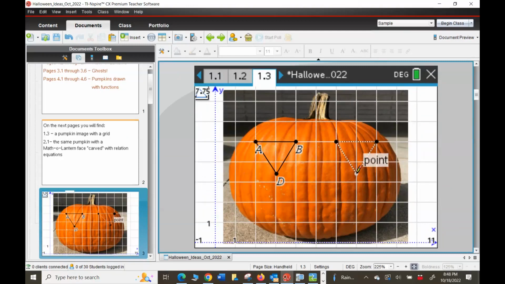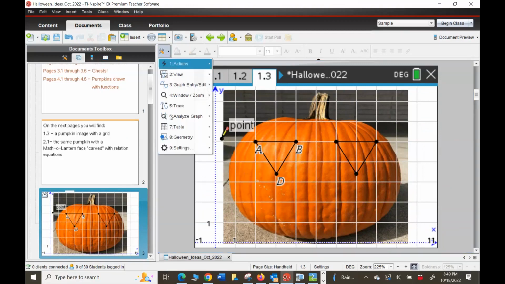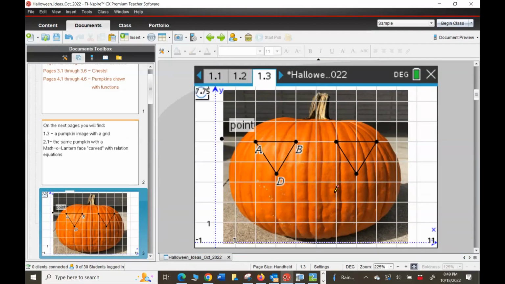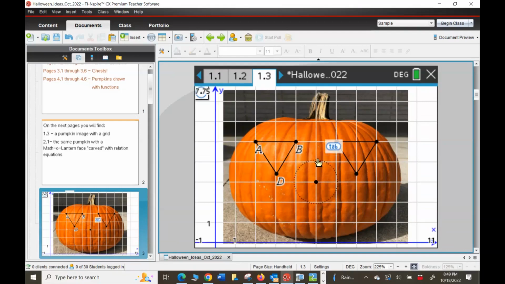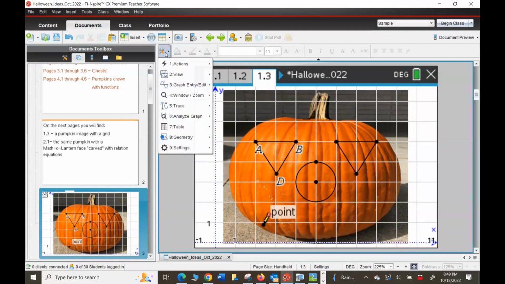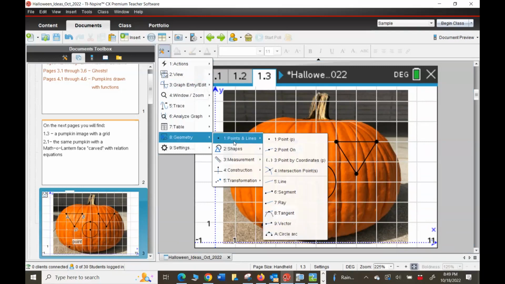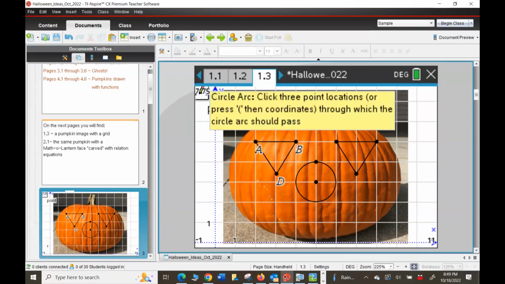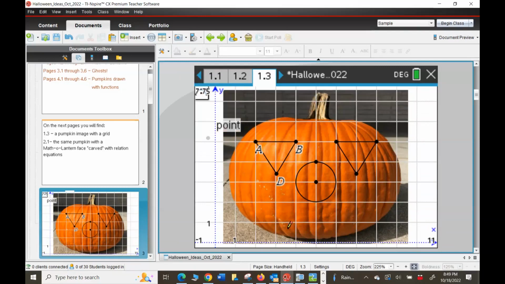And again, this is something your middle schoolers can do. We can go with a geometry shape. You can go with a circle and say, I want to go with that center and that radius. And then the arc, I thought the arc was kind of a cool thing to do. Circle arc. If you hover over it, it tells you to pick 3 point locations it should pass through. So if I pick that one, and that one, there's my arc, and it looks like it wasn't a very good arc. Sorry about that, but you get the idea. And then I can draw in segments to make different teeth and things like that.